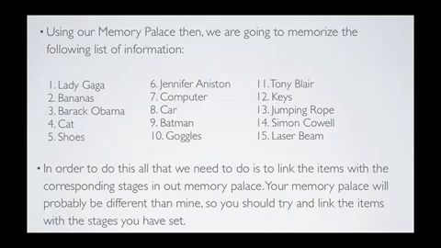Now what I have here is 15 different pieces of information. Some of them are objects, some of them are people. It might be a case that you don't know some of these people. If that is the case, just substitute in a different person. So here's the list. Number 1 is Lady Gaga, 2 is bananas, 3 is Barack Obama, 4 cat, 5 shoes, 6 Jennifer Aniston, 7 computer, 8 car, 9 Batman, 10 goggles, 11 Tony Blair, 12 keys, 13 jumping rope, 14 Simon Cowell, and 15 is laser beam.